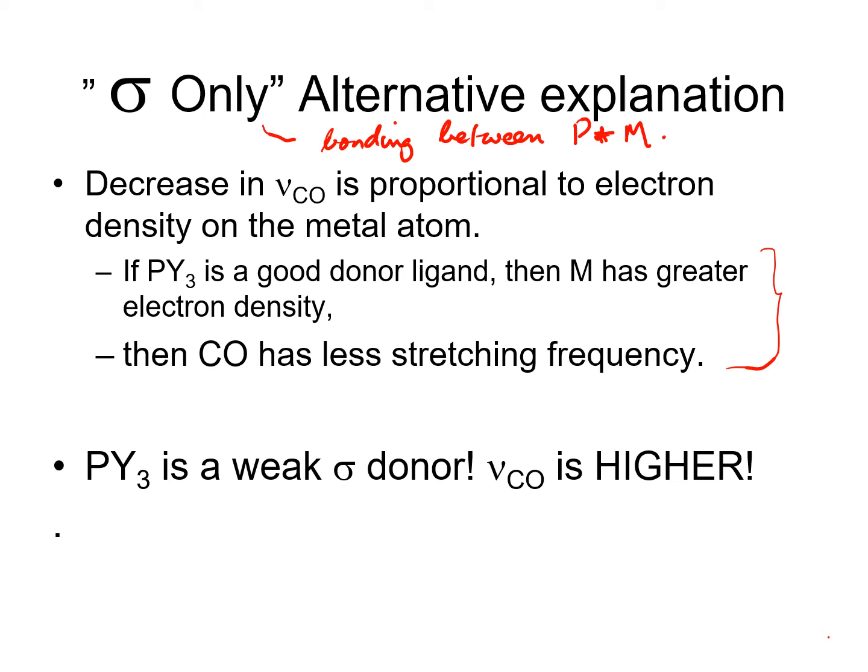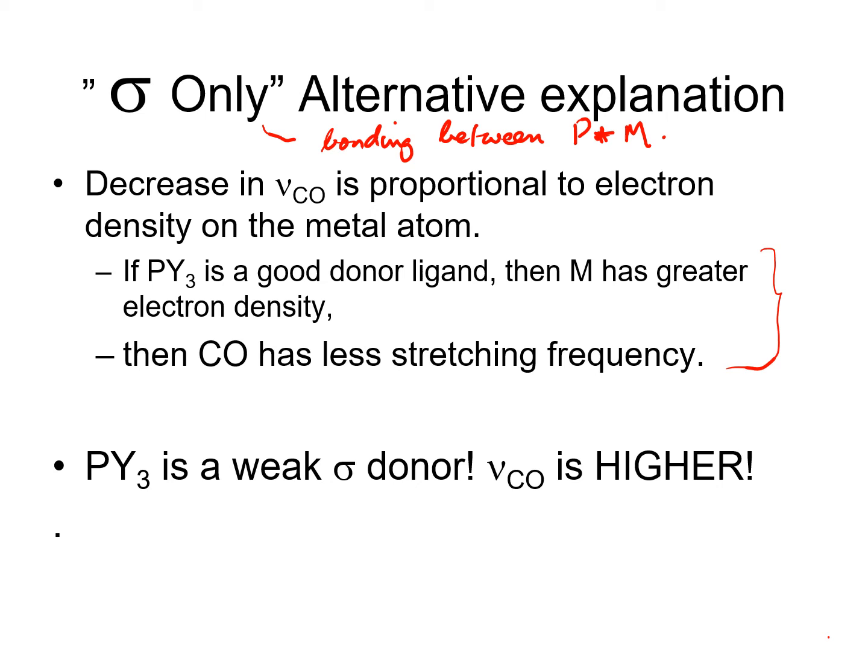The decrease in the nu CO, or the carbonyl stretching frequency, which is trans to the phosphorus, is proportional to the electron density on the metal atom, which in turn is affected by the electron donation from the phosphorus ligand to the metal atom. If PR3 is a very good donor, then the metal has greater electron density. If there is greater electron density on the metal, then the carbonyl stretching frequency is decreased by population of the pi star orbitals on the carbon monoxide.